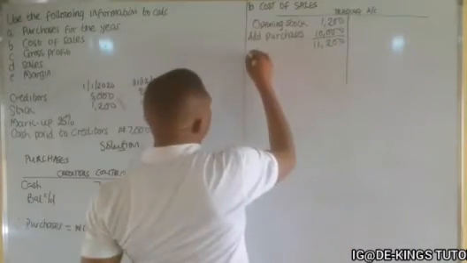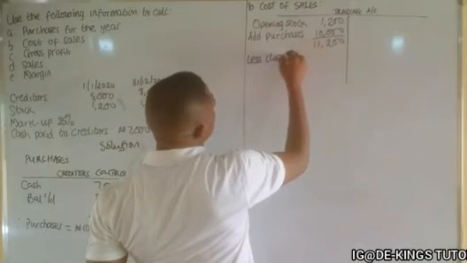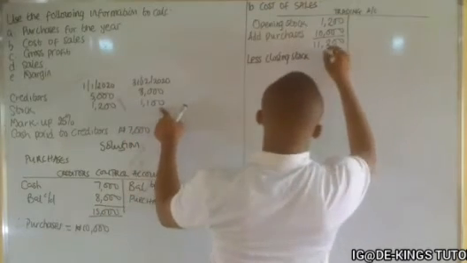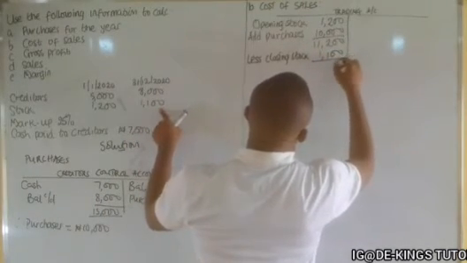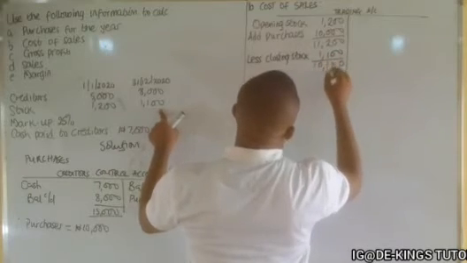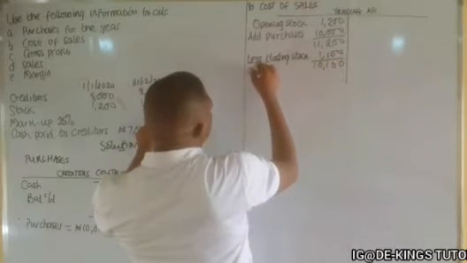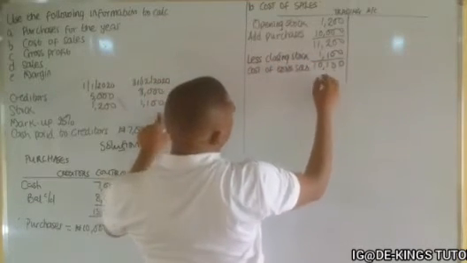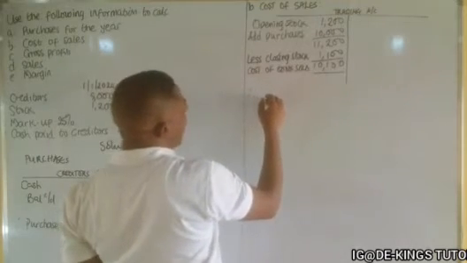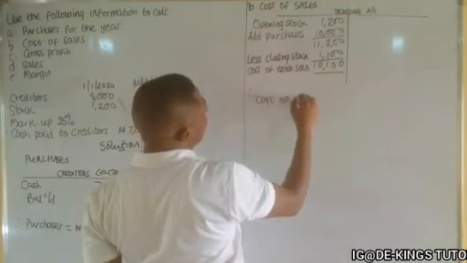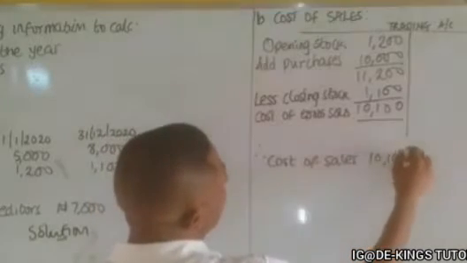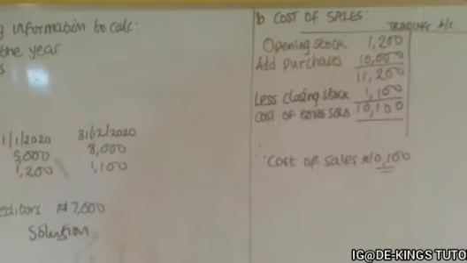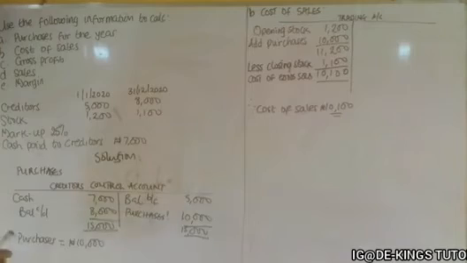So the next thing is to less closing stock, that's the stock at the end, 1,100. This gives us 10,100, which becomes our cost of goods sold. Therefore, our cost of sales is 10,100 naira. So that is the second one.